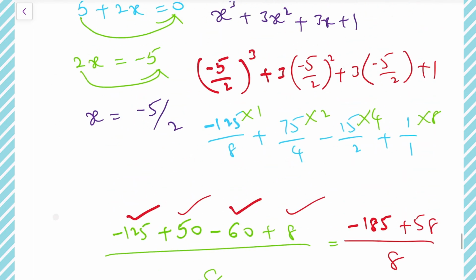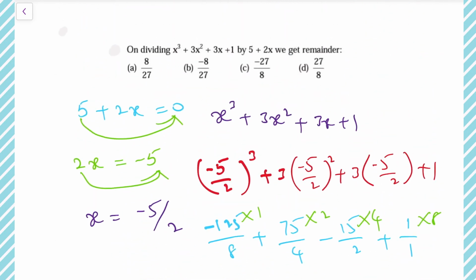Sorry, I think maybe in option C the number 1 is missing, so option C is the correct option. Minus 127 divided by 8.